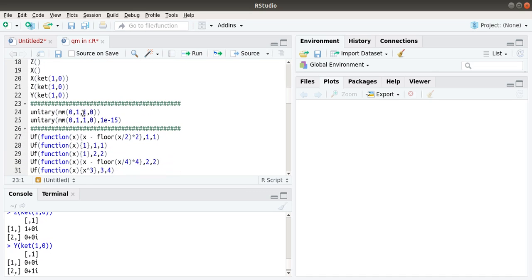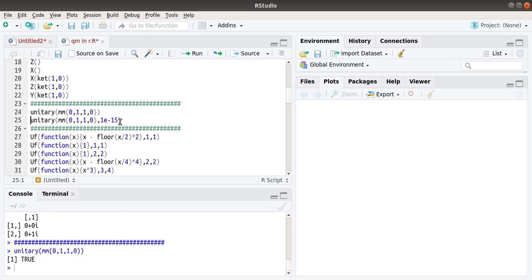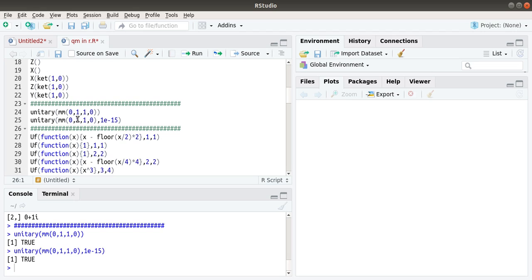Unitary matrix means that for a matrix A, if its transpose is the same as its inverse, then it is called a unitary matrix. So A transpose A is equal to I. This is to check whether a particular matrix is unitary or not. Here we added the tolerance level, so up to this much tolerance, it will check whether the particular matrix is unitary or not.